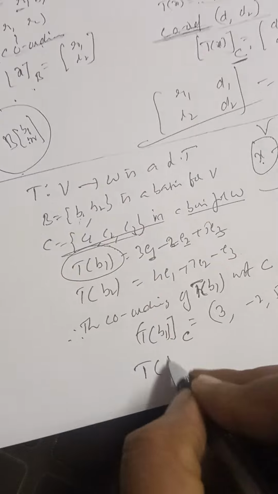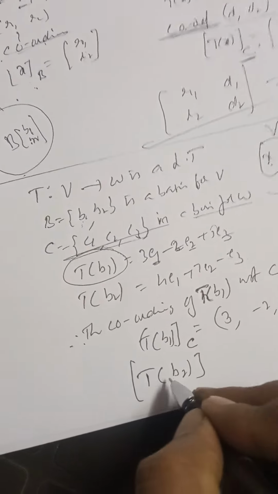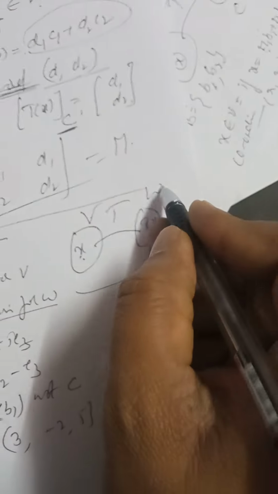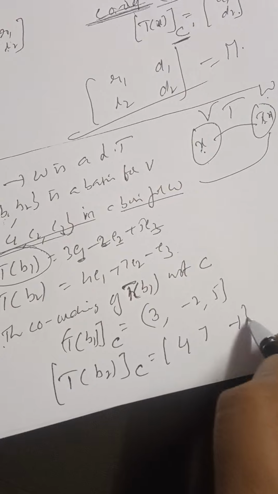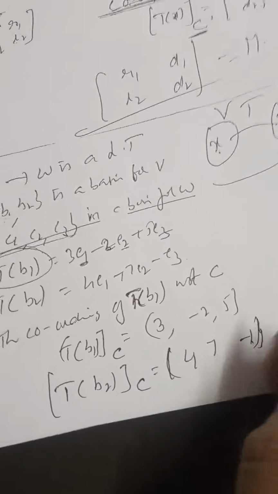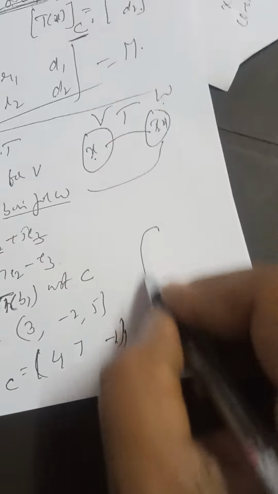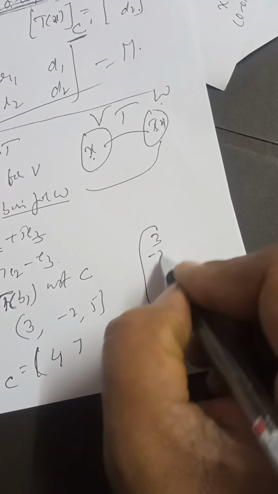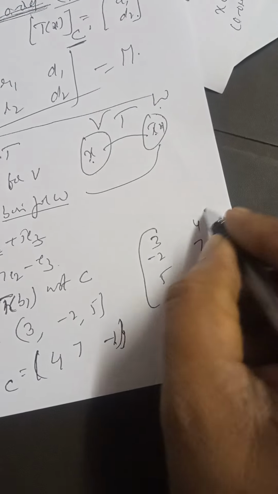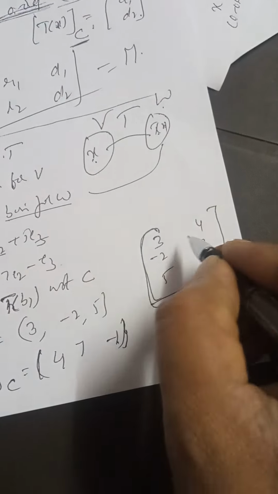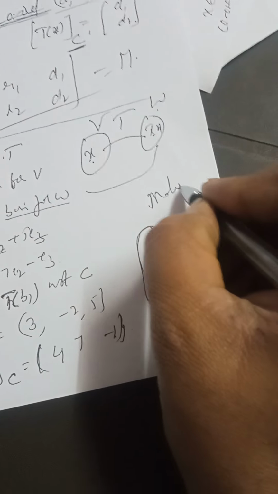Similarly, the coordinates of T of B2, because T of B2 is an element in W, with respect to the basis C: write the coefficients 4, 7 and minus 1. These are the coefficients, right? Collect these coefficients in a matrix, column-wise: 3, minus 2, 5 and 4, 7, minus 1. This is the matrix now. This matrix is called the matrix relative to the basis B.